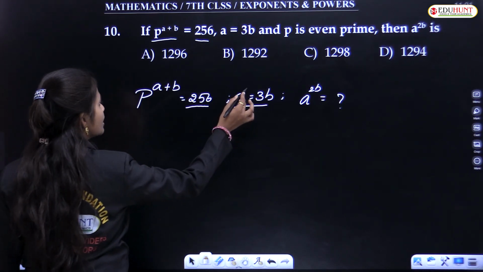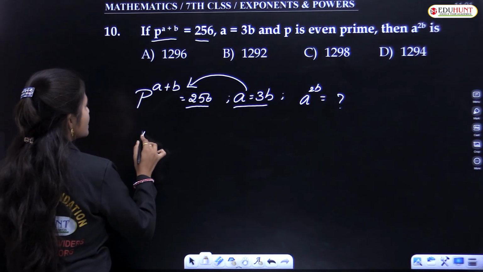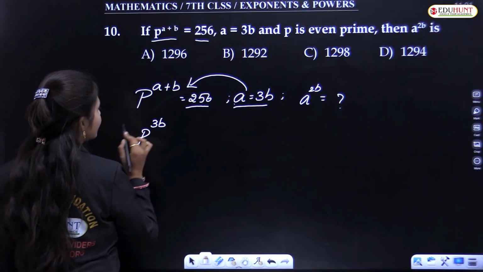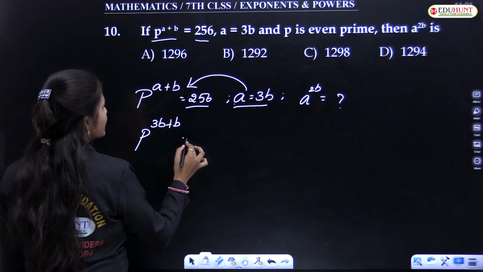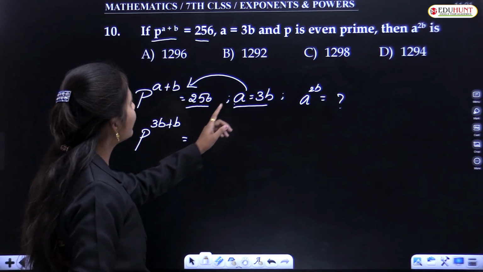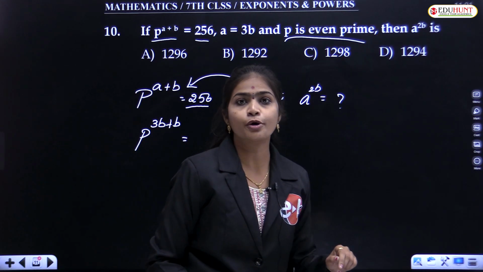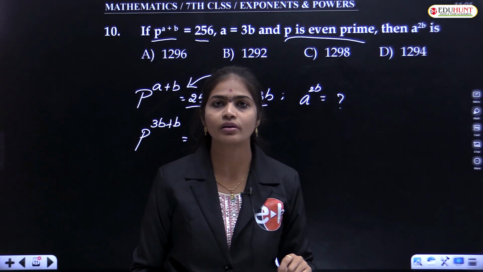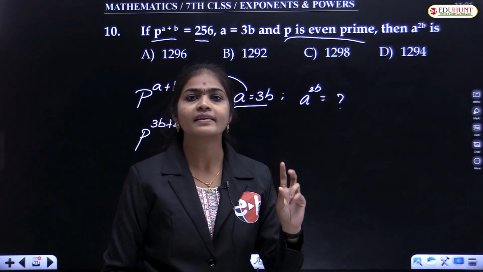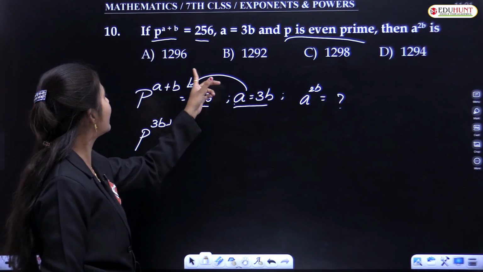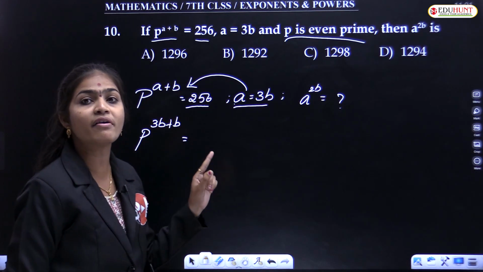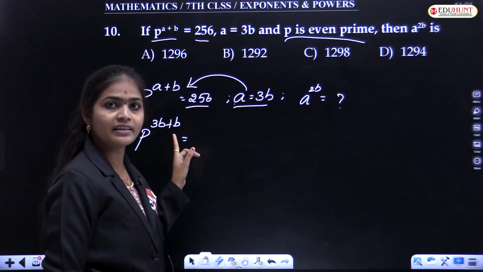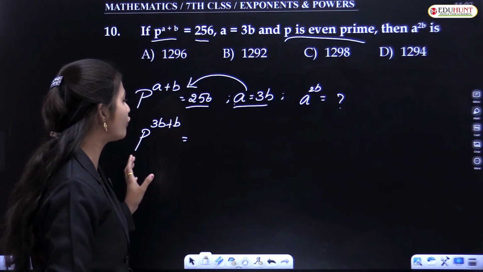So first substitute that value here. A is equal to 3B, no? So in the place of A, write 3B plus B, which is equal to... here they are saying that P is an even prime. How many even primes do we have? Only one even prime is there in all. What is that even prime here? That is 2. So we have to write that 256 as a power of 2. Okay, that is the meaning of that question.